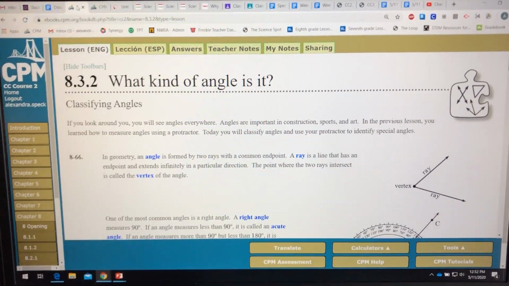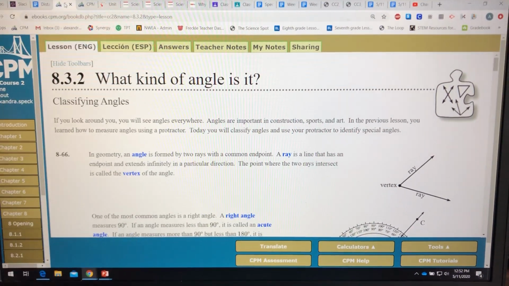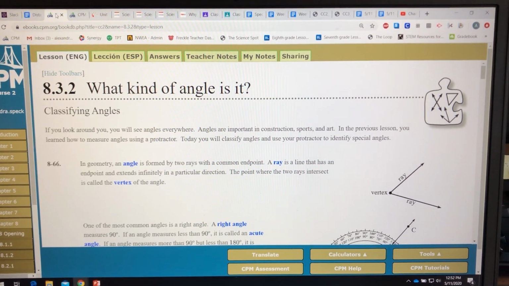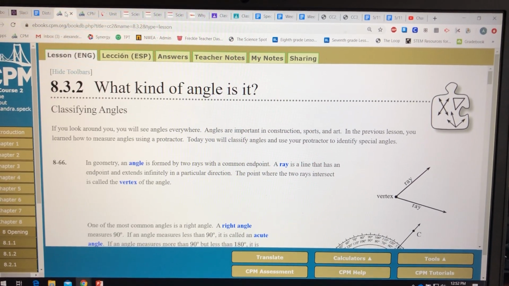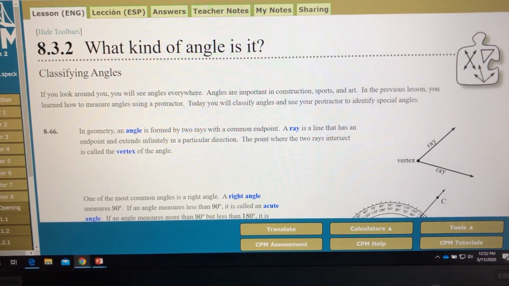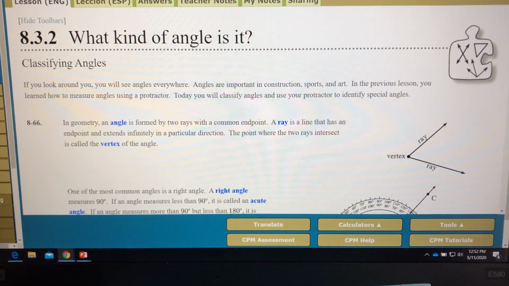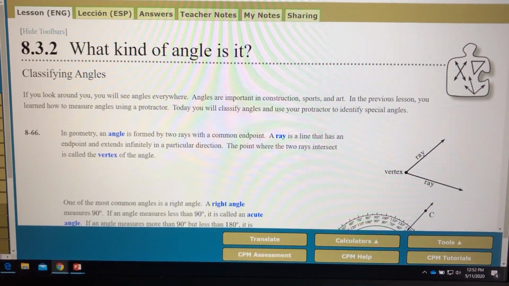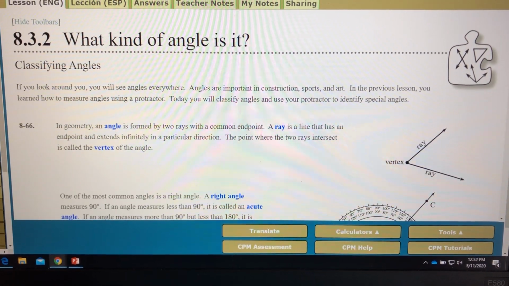All right, here is 8.3.2 for 7th grade. What kind of angle is it? I'm starting us here, and we're probably going to stay at the computer the whole time because we have angles we need to look at. It says, if you look around you, you'll see angles everywhere. Angles are important in construction, sports, and art.